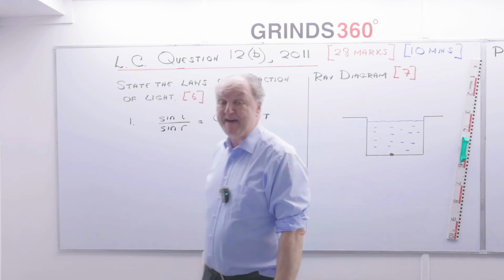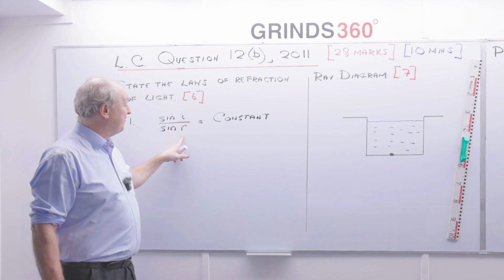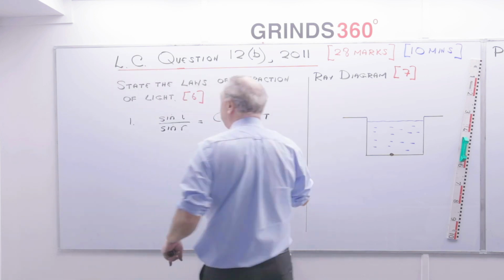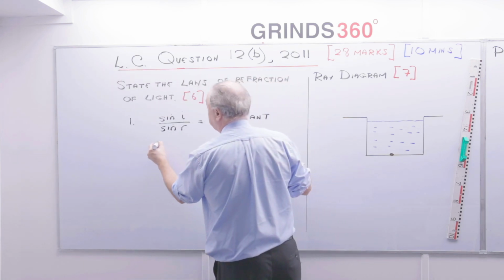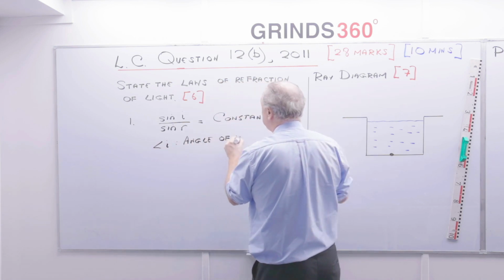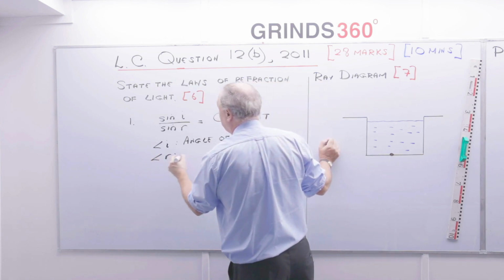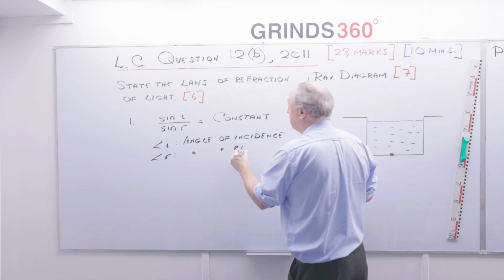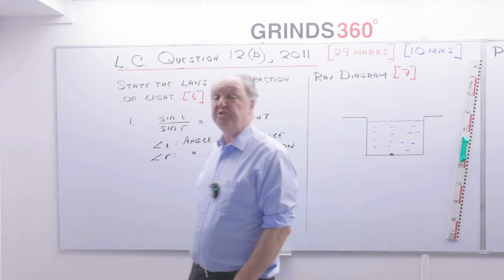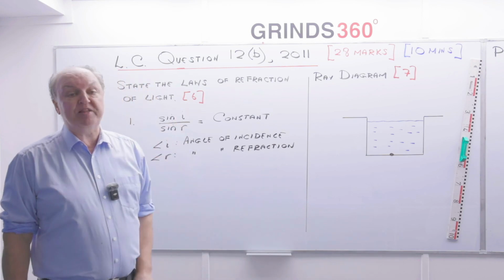You could also say that in words if you want. The ratio of the sine of the angle of incidence to the sine of the angle of refraction is a constant for a given pair of media. If you do write down the formula, you should write down what I stands for. Angle I is your angle of incidence, and angle R is your angle of refraction. So anytime you write down a formula for a definition, you should write down the notation, what the letters in the formula stand for.